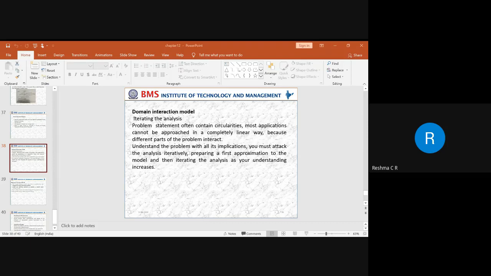There are various steps in the domain interaction modeling. Those steps are: iterating the analysis, refining the analysis model, restating the requirements, and analysis and domain. These are the four different steps that we need to identify. So first, when it comes to domain interaction modeling.